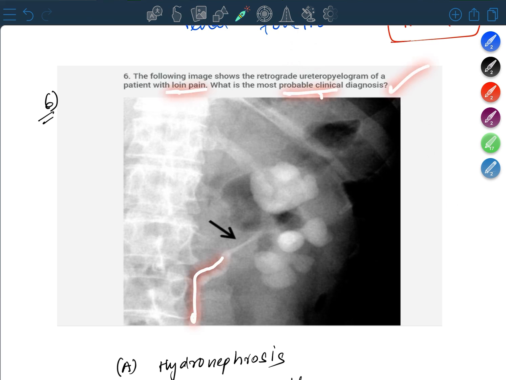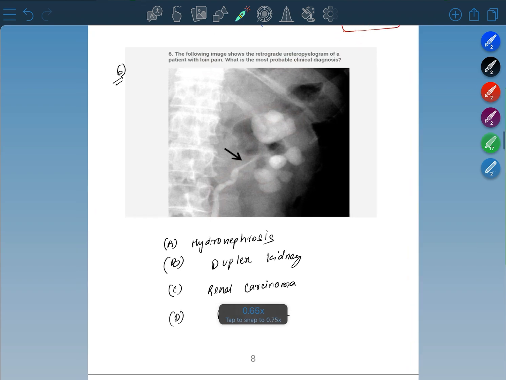See, this is the diagram. These are the kidneys. Options are hydronephrosis, duplex kidney, renal carcinoma, renal stone. Pause and we will find the answer. Okay, you have paused. Before I explain, by previous knowledge only we can answer this question. We can clearly see this is the ureter, marked here. This gets constricted and narrowed. This is one feature.